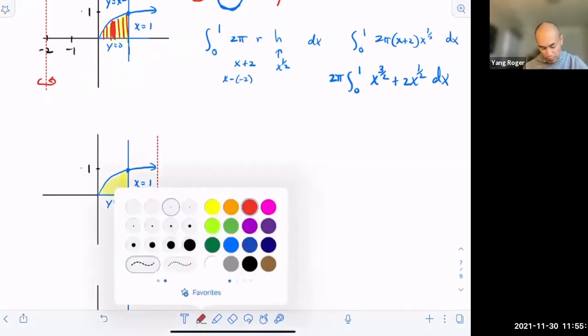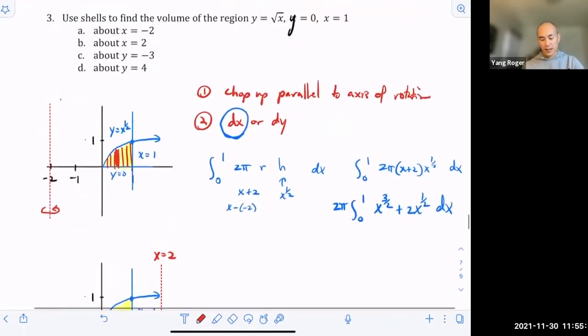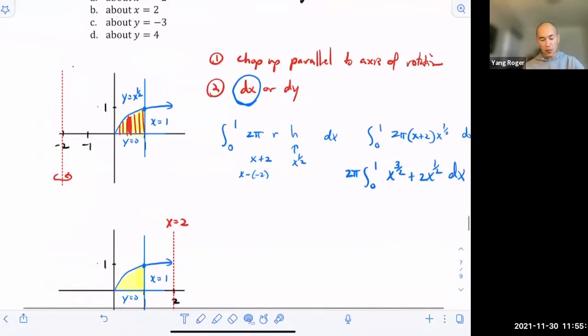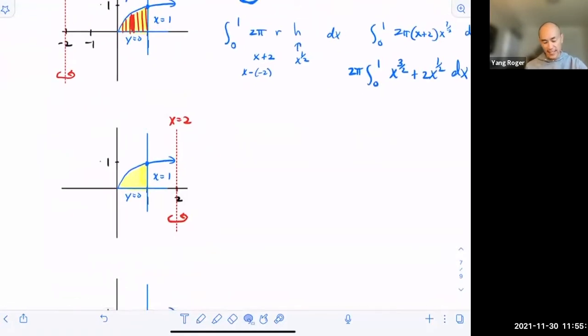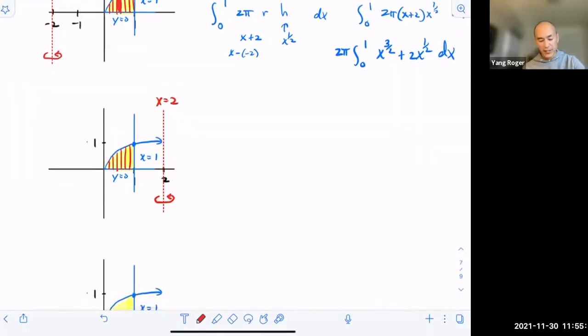Like so. X equal to 2. All right, cool. Step 1, chop up parallel to the axis of rotation. Step 2, dx or dy. What do you think? Dx is correct.